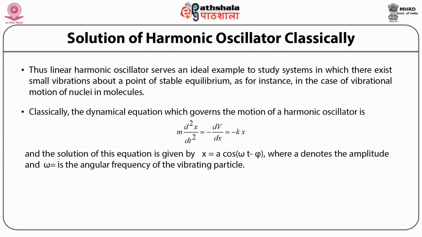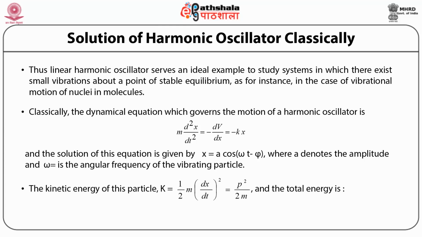Classically, the dynamical equation which governs the motion of a harmonic oscillator is given by m times d2x by dt square is equal to minus dV by dx is equal to minus kx, and the solution of this equation is given by x is equal to A times cos of omega t minus phi, where A denotes the amplitude and omega is the angular frequency of the vibrating particle.